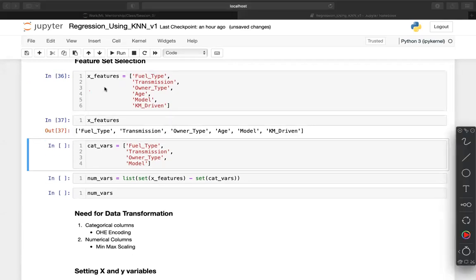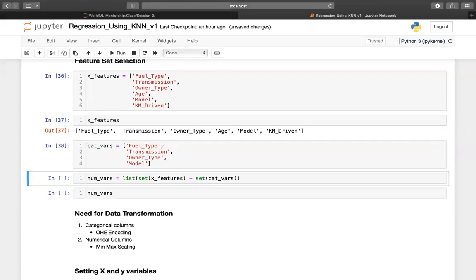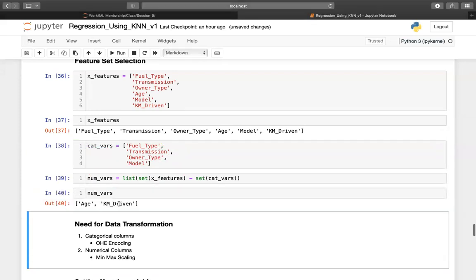Out of that, of course, some of them are categorical and some of them are numerical. So I will represent them separately as 2 separate lists. One is called cat vars. So fuel type, transmission, owner type, and model are categorical features, and the numerical features are the remaining ones. So I'll subtract from the original set. The numerical features are age and kilometers driven.